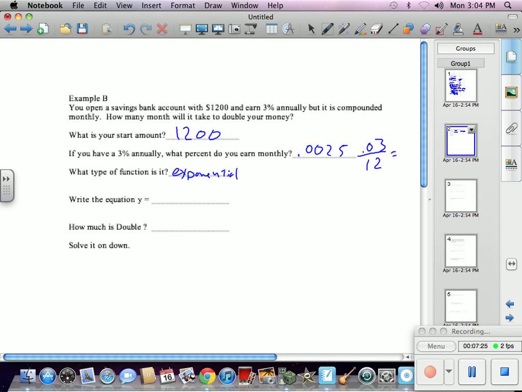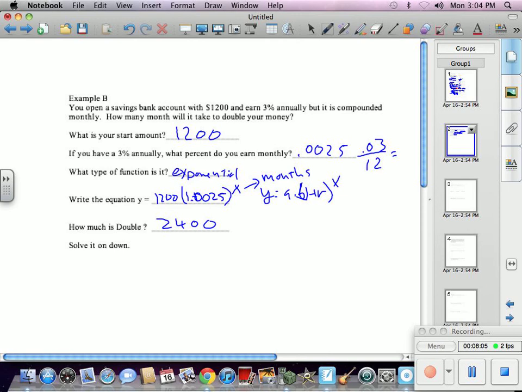Write the equation. Y equals A times B, or A times 1 plus R to the X. So that will be Y equals 1,200 times 1 plus my monthly percentage, 0.0025, so I can say 1.0025 to the X, and X being the number of months. Okay? How much is double? Well, that would be $2,400.